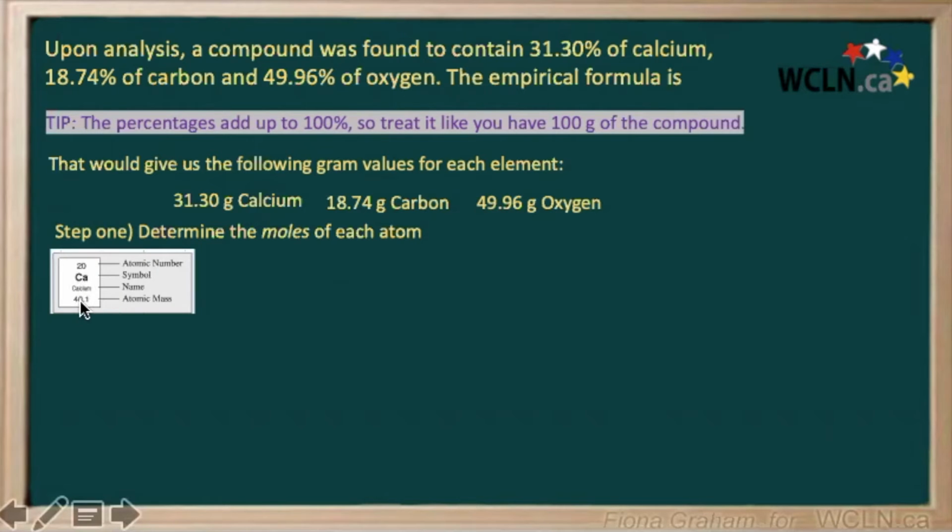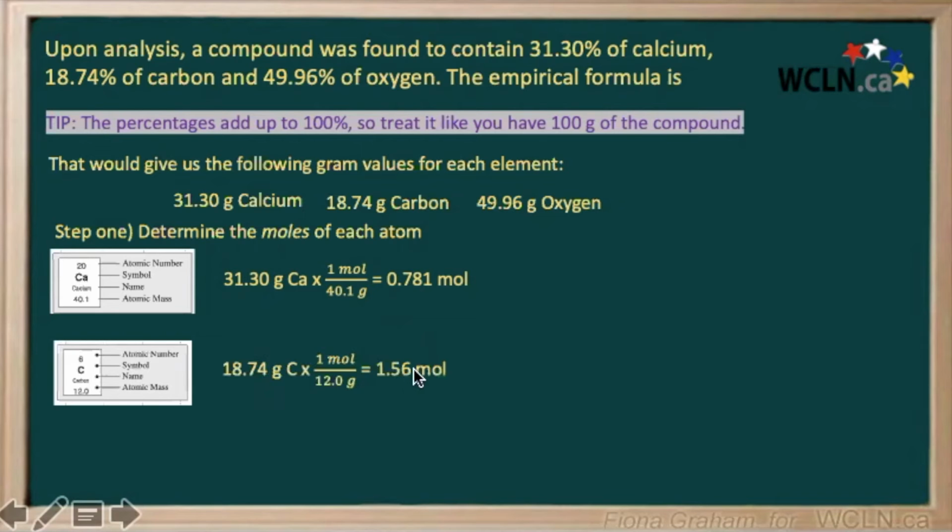Looking at our calcium, which has an atomic mass of 40.1, and we have 31.3 grams of it, using this converter to convert from grams to moles, 1 mole of calcium is 40.1 grams. So in essence, you're going to divide 31.3 by 40.1, which of course is going to be just under 1 mole, 0.781. For our carbon, which has an atomic mass of 12, we would divide our 18.74 by 12, giving us 1.56 moles.